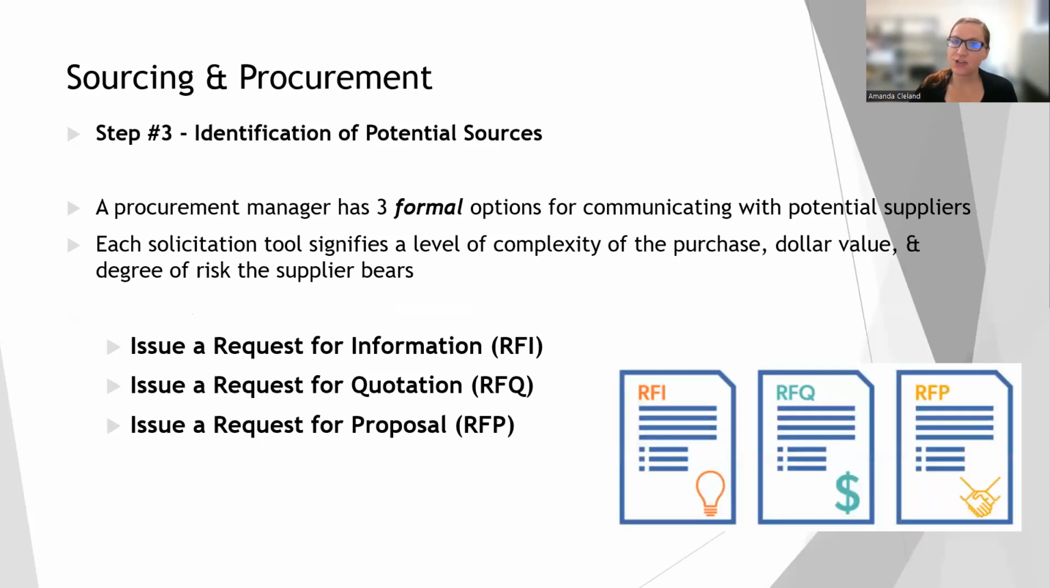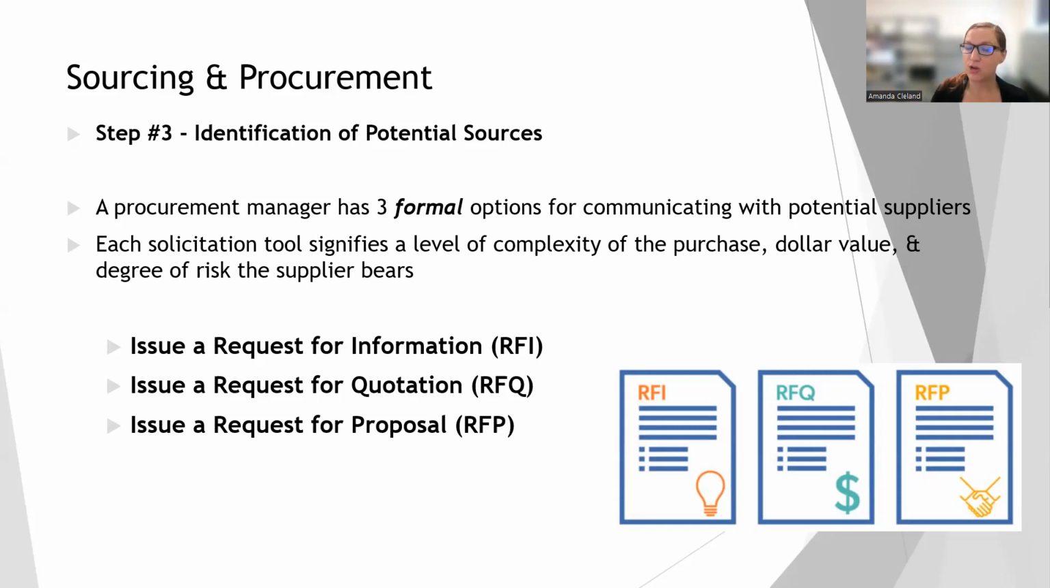So a procurement manager typically has three formal options for communicating with potential suppliers. Again, there can be a lot of things done informally. And we're going to call these solicitation tools. Each of these three formal solicitation options will signify a level of complexity of the purchase, the potential dollar value, and the degree of risk that is going to be on the supplier.